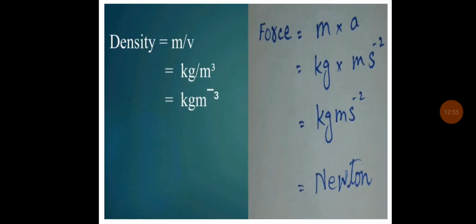Now next is density. Density is defined as the mass per unit volume. The unit for mass is kilogram and the unit for volume is cubic meter. So we have kilogram per cubic meter. Next is force. Force is the product of mass and acceleration. Mass is the base quantity, acceleration is the derived quantity. The unit for mass is kilogram, the unit for acceleration is meter per second square. So we get kilogram meter per second square, and it equals Newton. So the unit for force is Newton.